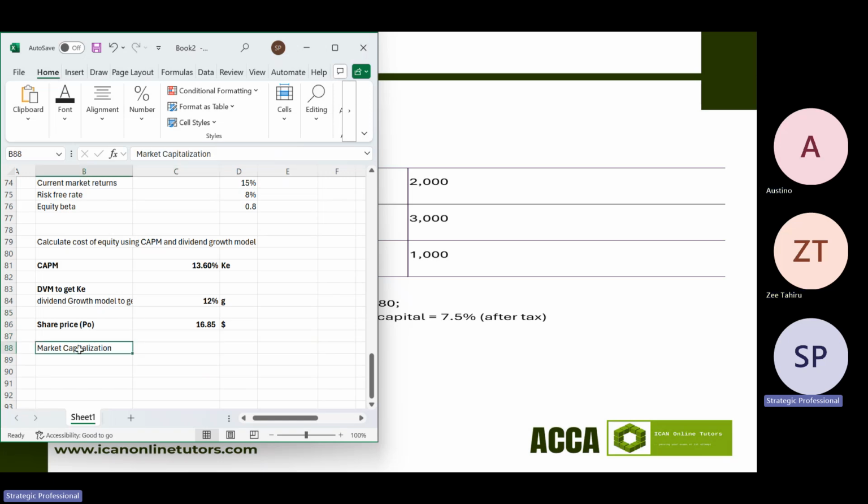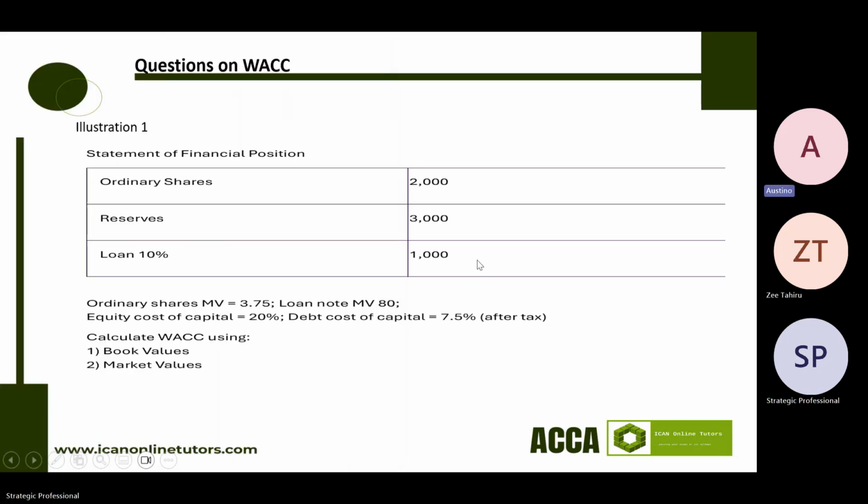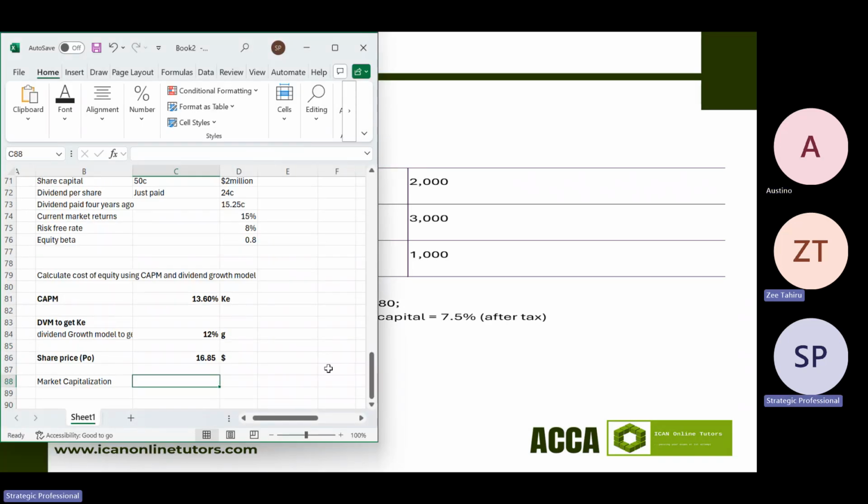So meaning now, to get this market capitalization, what do you need to do? From what I've explained to you now, please, can you go back to the question? Maybe 2 million divided by 50 cents times share price.